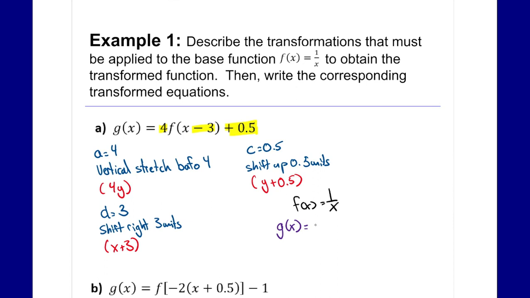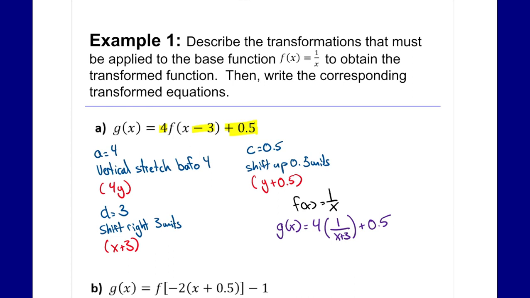So in this case, we're going to have 4 first. Oops, let me get my colors right. We're going to have 4 first. That's affecting the Y, so that's going out in front. We are going to have then our 1 over X. But we do have a transformation applying to the X, which is that we have to add 3. So it'll be X plus 3. We can then close our bracket. There's no other changes affecting the X value. We do have another change or transformation affecting the Y. We have that plus 0.5. And now we're done.